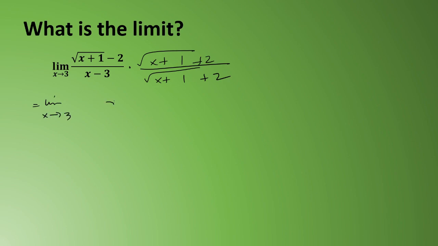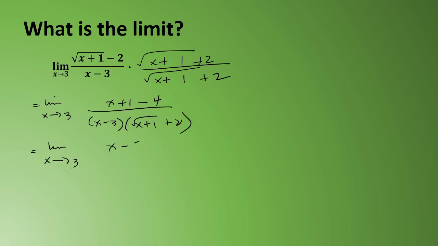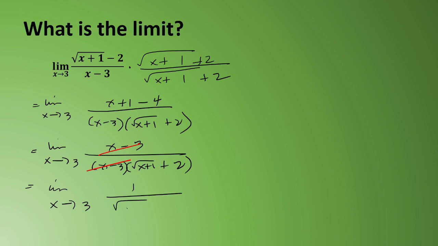So the numerator would now be x plus 1 and then minus 4 over x minus 3, and just copy the other factor. So simplifying, our numerator would be x minus 3 over x minus 3 and square root of x plus 1 plus 2. So x minus 3 would be cancelled, giving us 1 over the square root of x plus 1 plus 2 as x approaches 3.